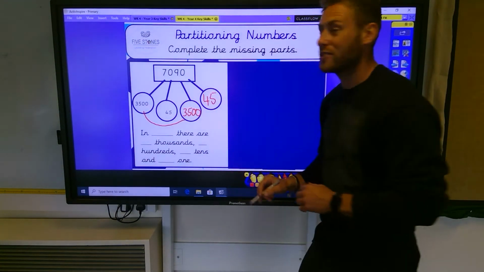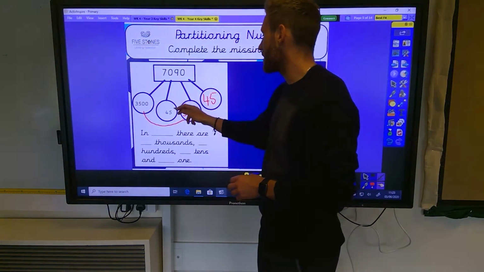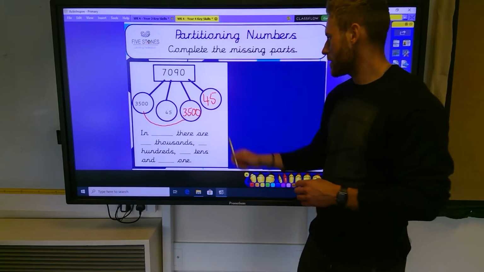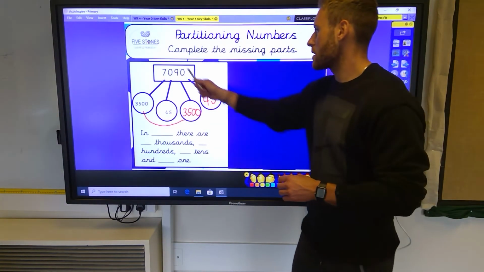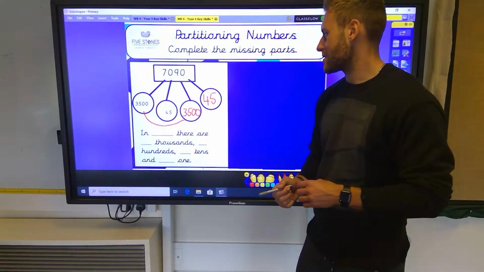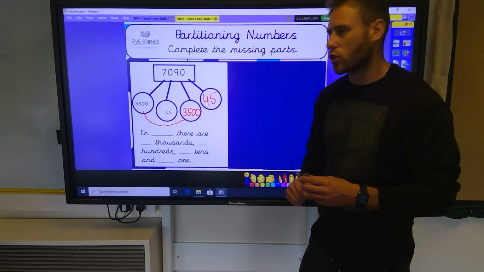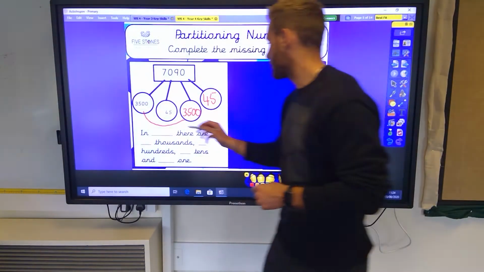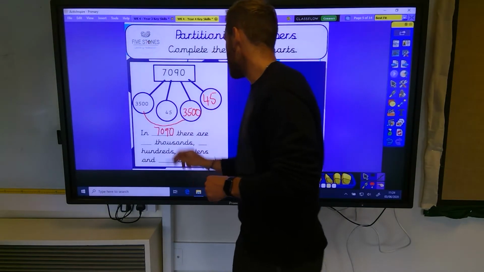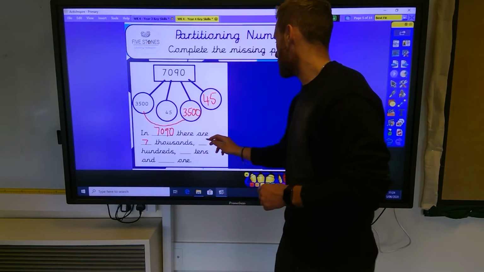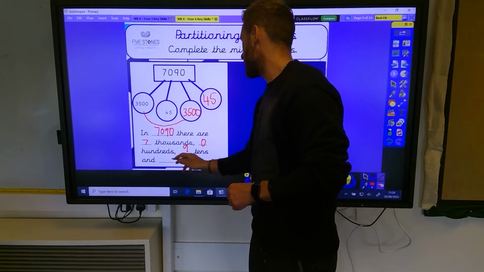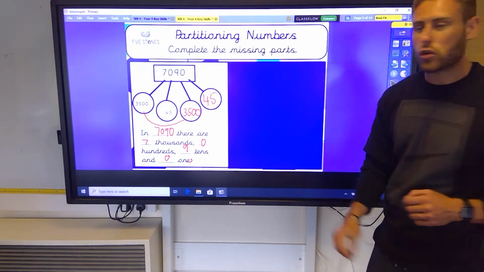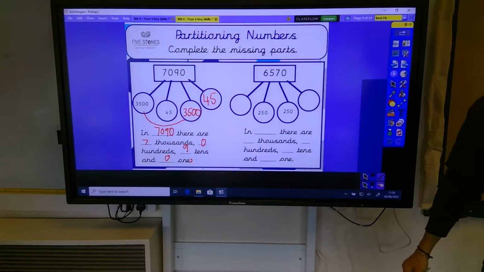Yes, some of you might have spotted, because you're so good at your doubles and halves, that 45 is half of 90. So we could have a part of 3,500 and a part of 45 to give us that whole of 7,090. There are other options that you could have done, but let's look for those connections and really think more mathematically. So in 7,090, there are 7,000s, 0 hundreds, 9 tens, and 0 ones. So fantastic. Your turn. Remember to look for those connections to help. Off you go.